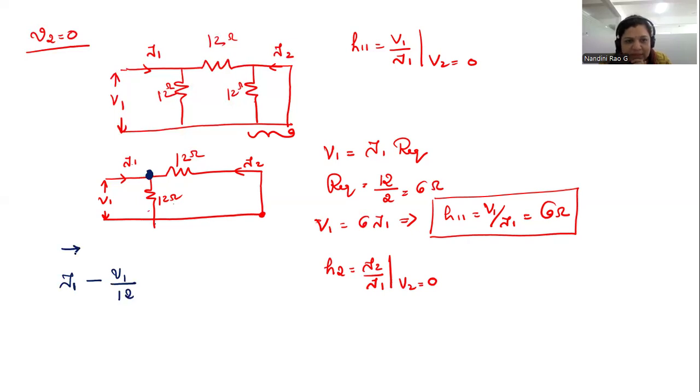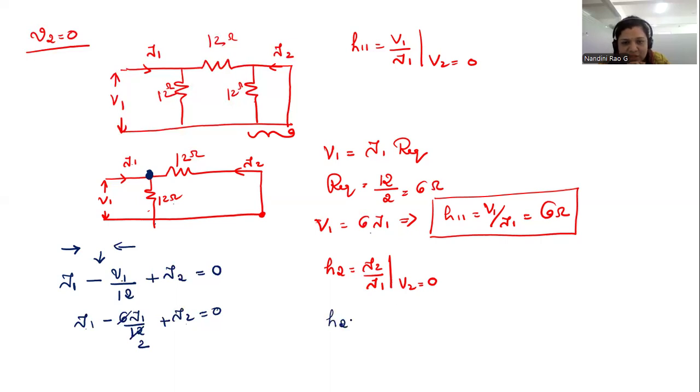So I1 is like this. V1 by 12 usually like this. So I have written minus. Next, I2 is like this. So plus I2 equal to 0. But already we got to know what is V1. V1 is 6I1. So I1 minus 6I1 by 12 plus I2 equal to 0, that is 1 minus half I1. So that will be half I1 plus I2 equal to 0.